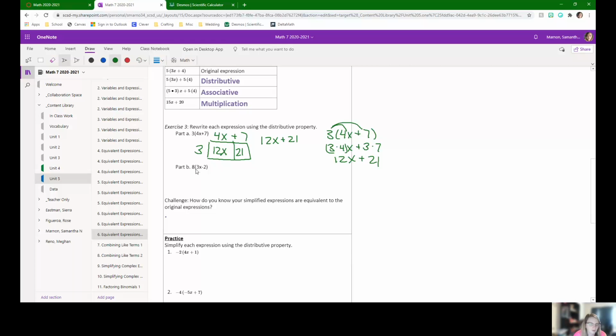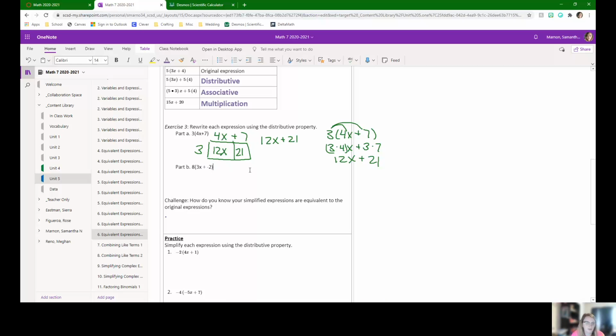Part B, we have 8 times 3x minus 2. I think yesterday I told you guys that whenever you can, change minus to adding a negative. So let's actually go in and change this right here on our own. So just change it to adding a negative 2. And that's going to make it easier for us. So, and let's make that purple so we can see that I changed that. Pause the video and see if you can do this distributive property on your own.